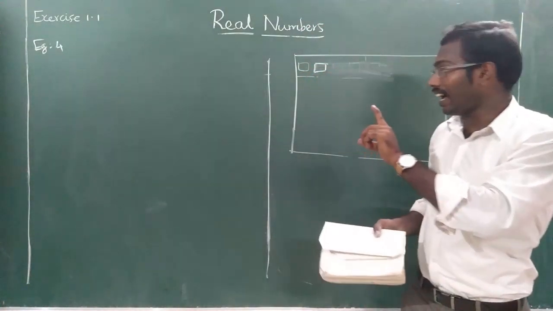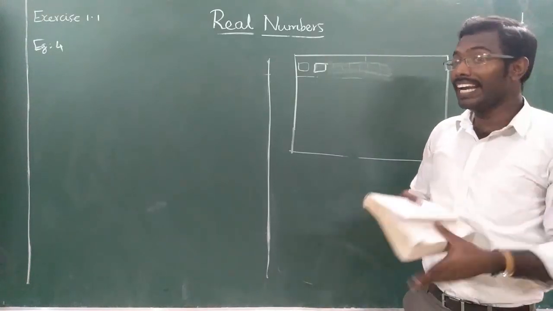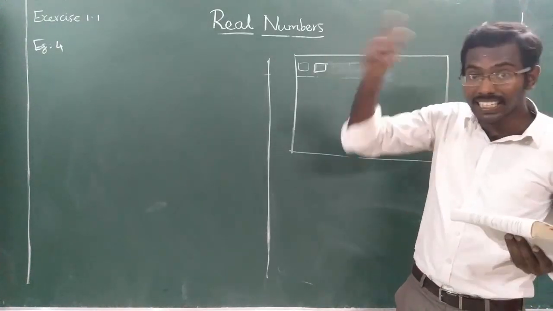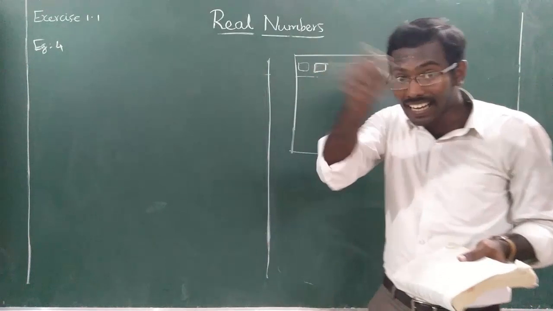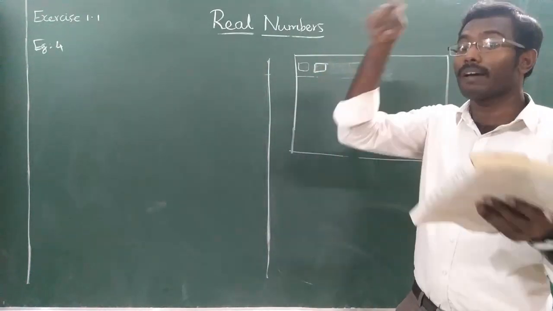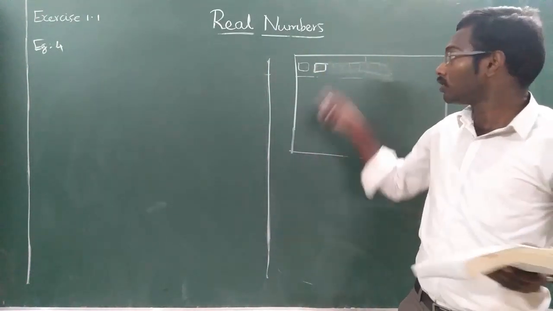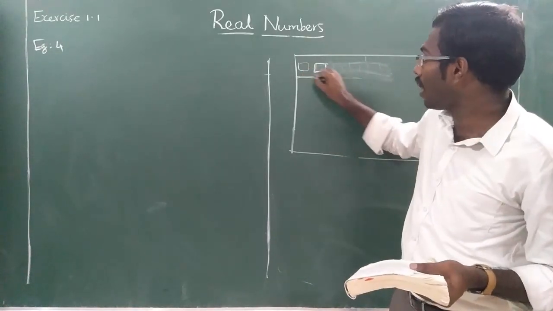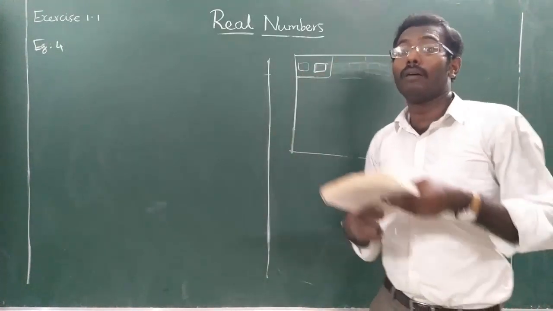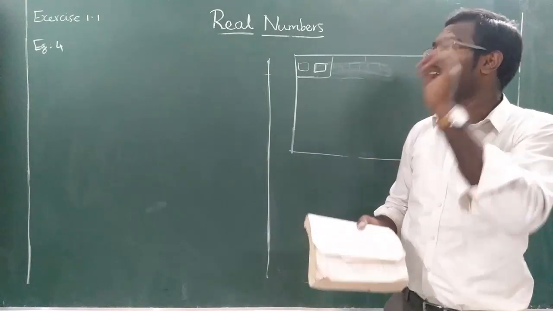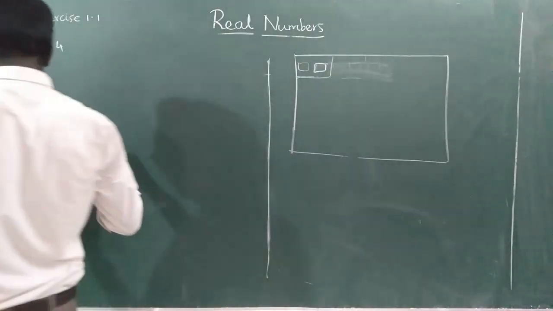Least area means maximum burfis. In case they ask for the area, least means LCM. But they didn't ask for the area, they asked only for the number of burfis. So for least area, the number of burfis should be maximum. Maximum means HCF. Therefore, for this sum, what is given?